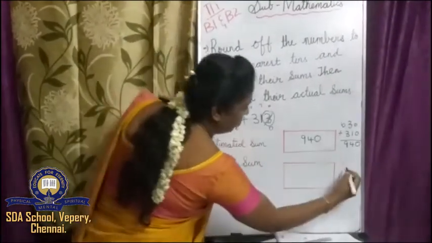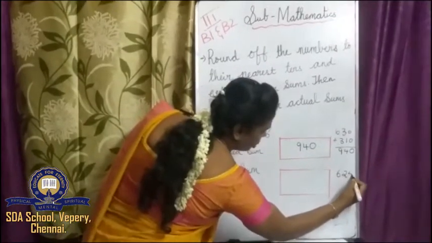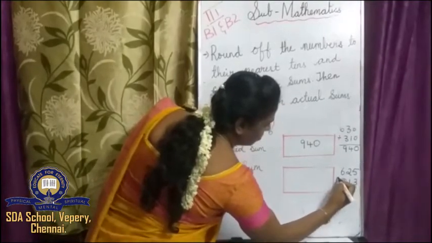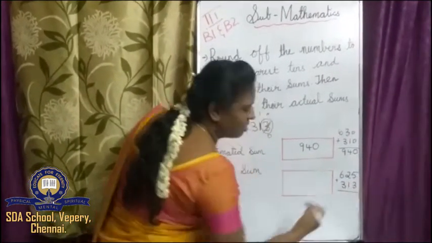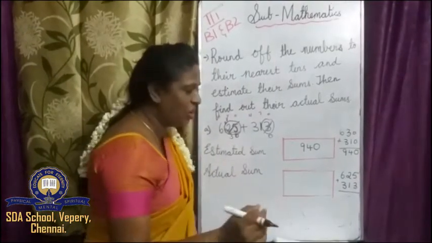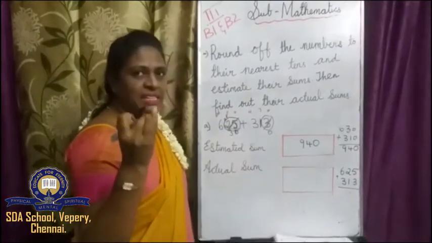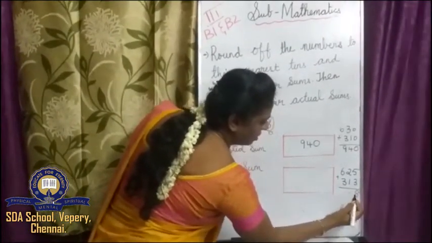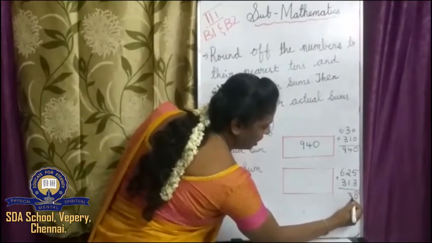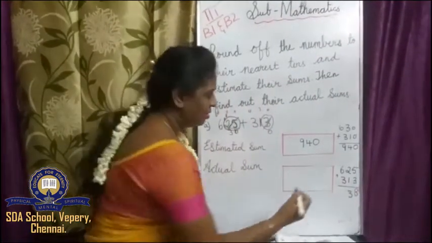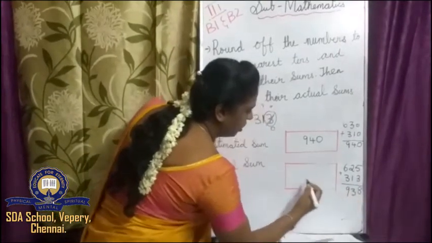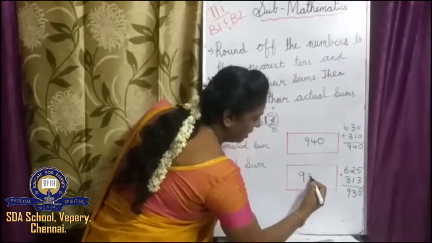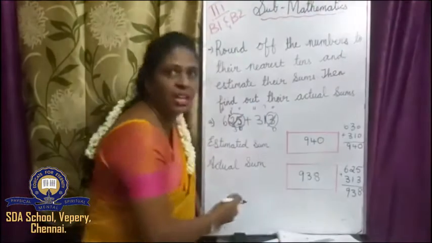See, 625. This is the actual. Then 313. Add these two. So 5 plus 3: 5 in your mind and 6 on your finger, after 5, 6, 7, 8. So write here 8. Then 2 plus 1, 3. Again 6 plus 3, 9. So what is the answer you are getting? 938.